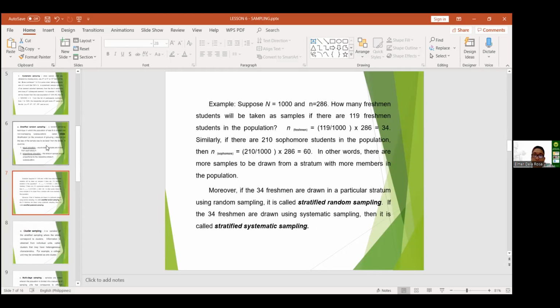Suppose I have 1,000 students as the population, and using some formula, the sample size is 286. So, how are you going to choose 286? Balikan natin yung una. Ma'am Neris, if you are going to use the simple random sampling, paano mo gagawin yung pagpili ng 286?